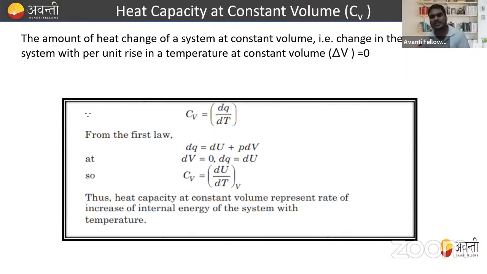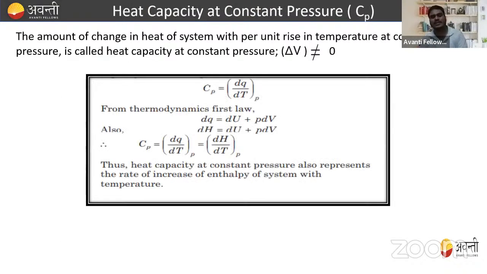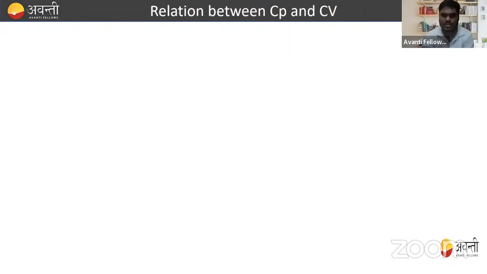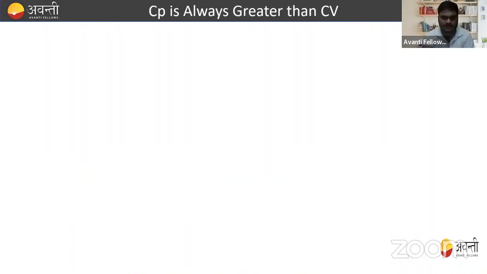So basically, heat capacity at constant volume is also known as Cv, that is equal to dU by dT at constant volume, and at constant pressure, Cp is equal to dH by dT, where H is enthalpy. So just putting these two values, we get the relation Cp minus Cv is equal to R. So this relation is very important. Just learn this relation: Cp minus Cv is equal to R.